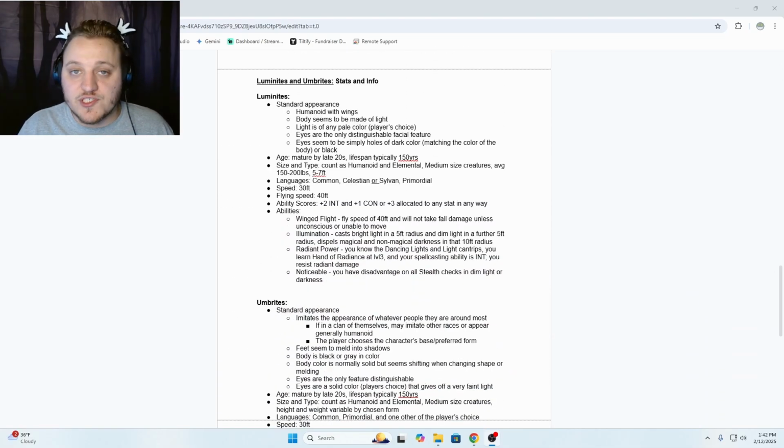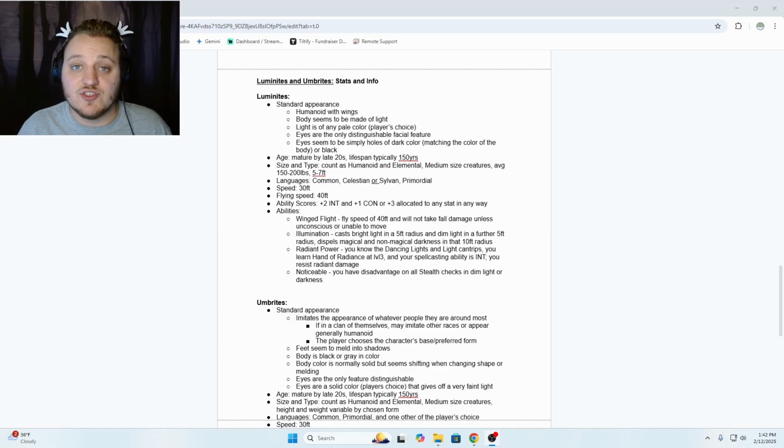Now we come to the important stuff for playing a Luminite or an Umbrite, the stats and information. Luminites' standard appearance: they are humanoids with wings. Their body seems to be made of light and that light is of a pale color of the player's choice. So if you want it to be pale red, pale blue, pale green, whatever, it could be determined by their environment, by another outside factor. It's your choice entirely. Their eyes are the only distinguishable feature on their face, and those eyes seem to be simply holes of dark color or black.